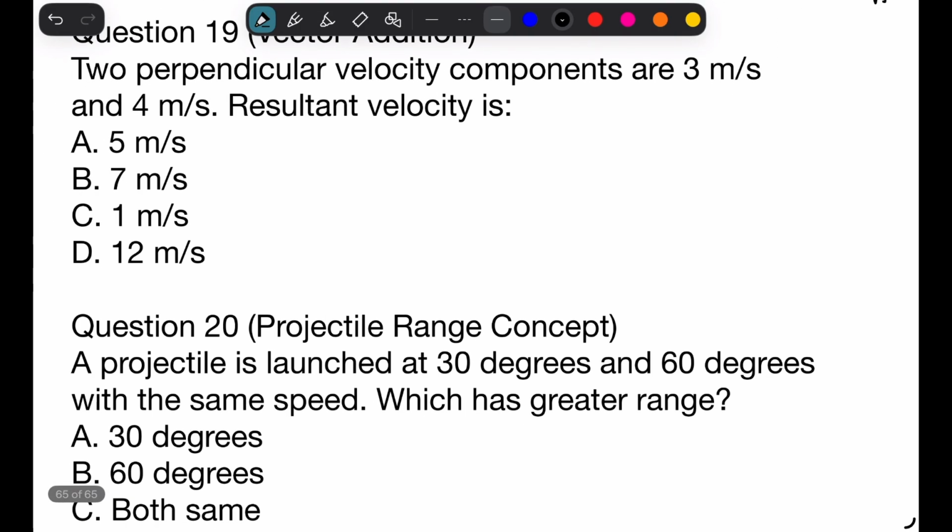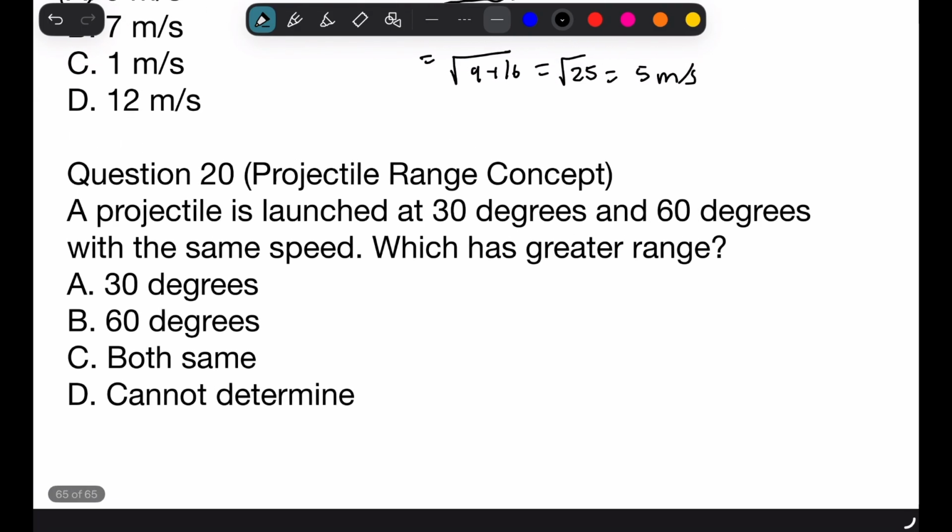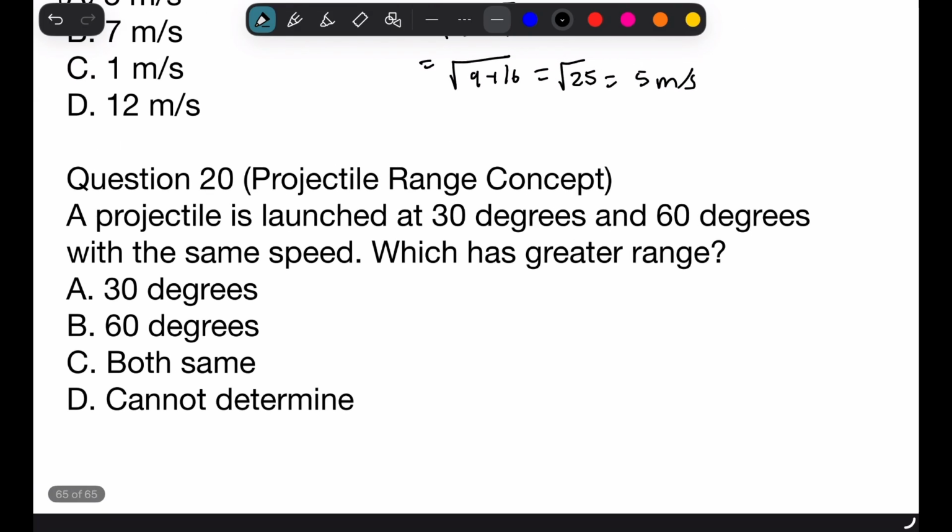Now, the perpendicular velocity components are 3 meters per second and 4 meters per second. Our resultant vector is going to be what? Well, we know that we can use the Pythagorean theorem, so V is going to equal the square root of 3 squared plus 4 squared, and this is going to be the square root of 9 plus 16. So this is going to give you the square root of 25, which is going to be equal to 5 meters per second.